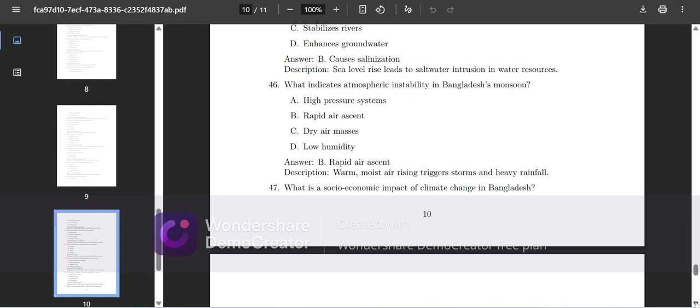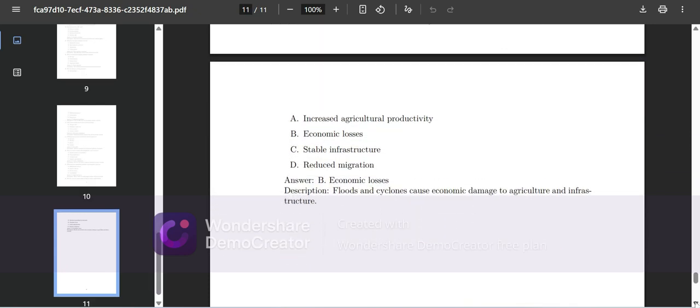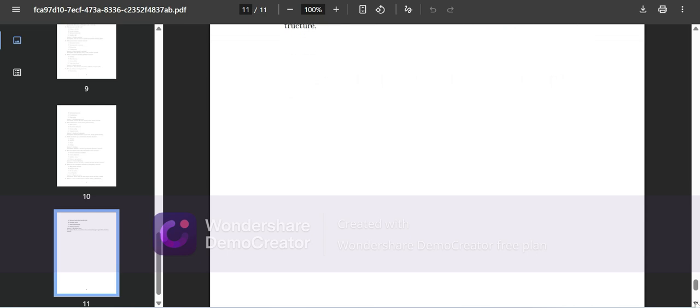What indicates atmospheric instability in Bangladesh's monsoon? Rapid air ascent. Warm, moist air rising triggers storms and heavy rainfall. What is the socio-economic impact of climate change in Bangladesh? Economic losses. Floods and cyclones cause economic damage to agriculture and infrastructure.